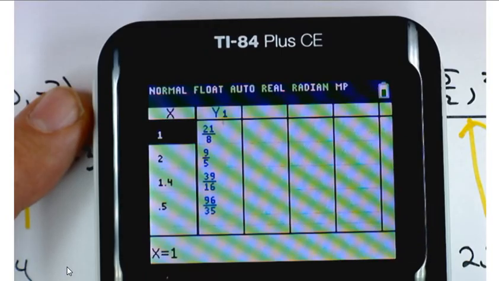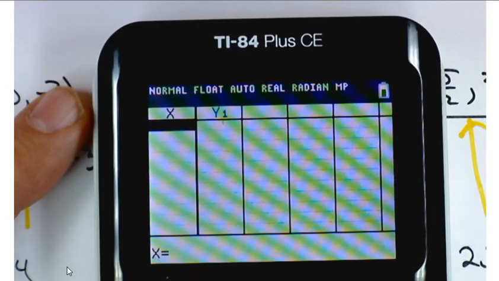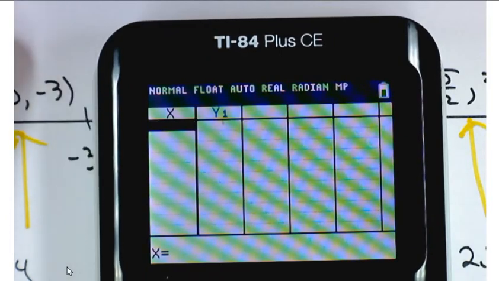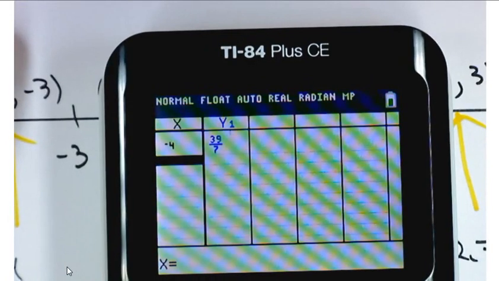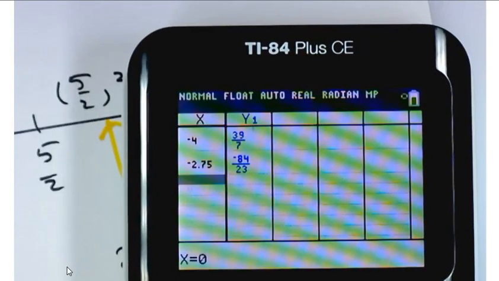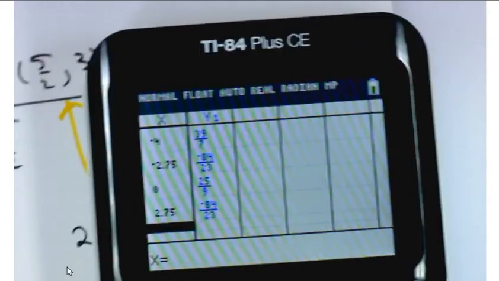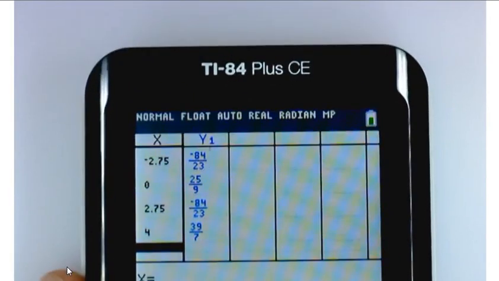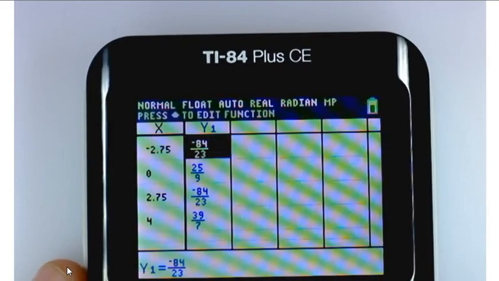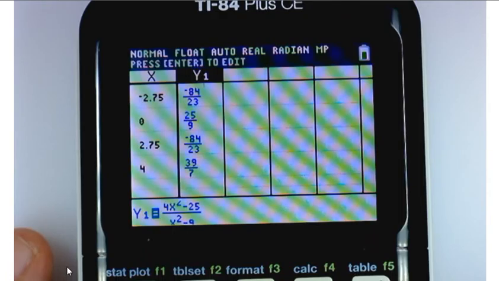So let me get rid of these and do our testing of points. Negative 4, negative 2.75. Where else do we do? 0, 2.75, and 4. Now, because of the way I set things up, my calculator is actually giving me fractional answers, but that's okay. It doesn't really matter.